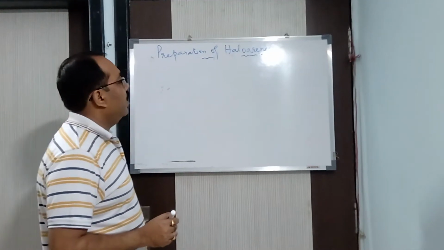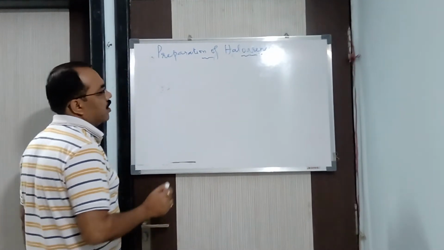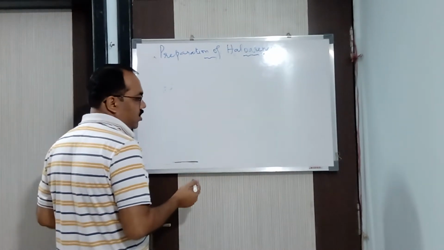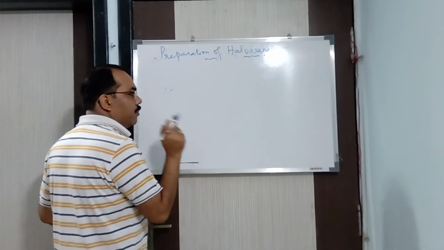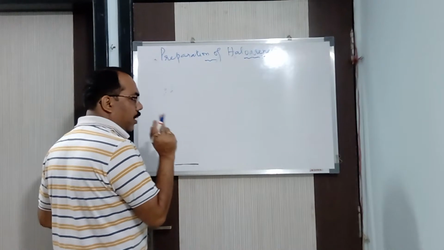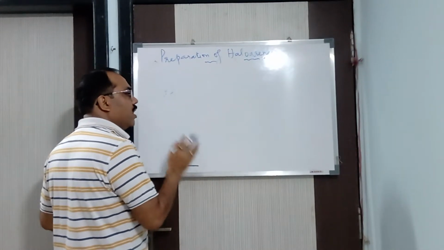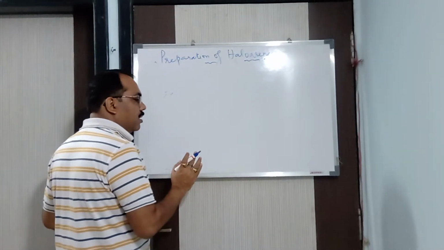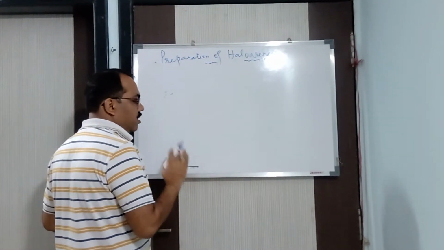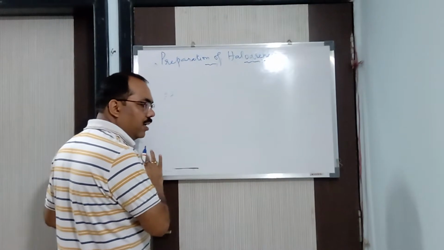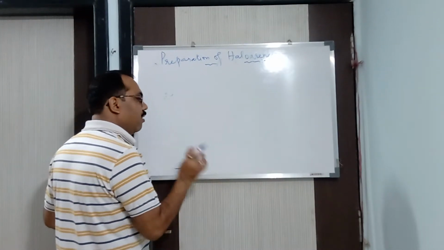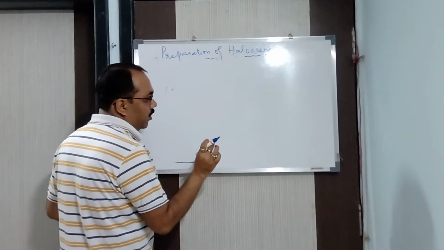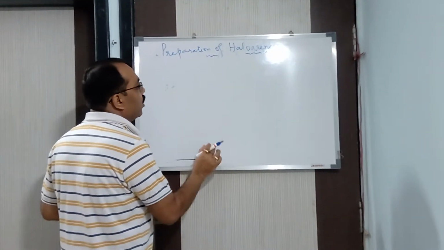So, preparation of haloarenes. The first method is direct halogenation. Let me tell you from the beginning itself: we can prepare haloarenes by chlorination and bromination. Iodination is possible, but it is reversible, so we have to use an oxidizing agent. Fluorination is not done directly because the reaction is explosive. So basically we can go for chlorination and bromination.